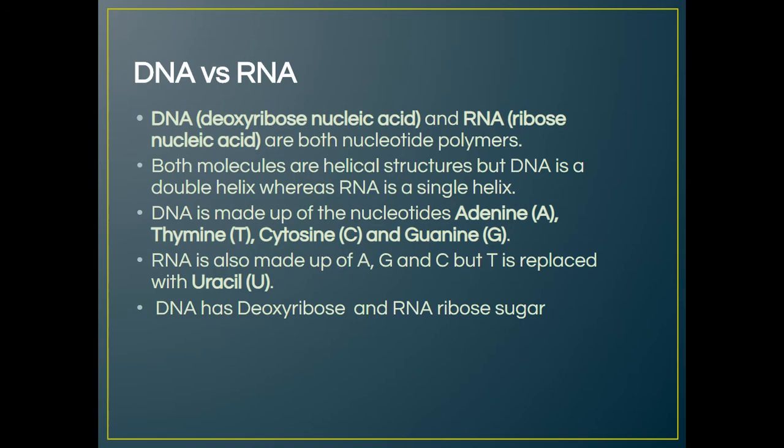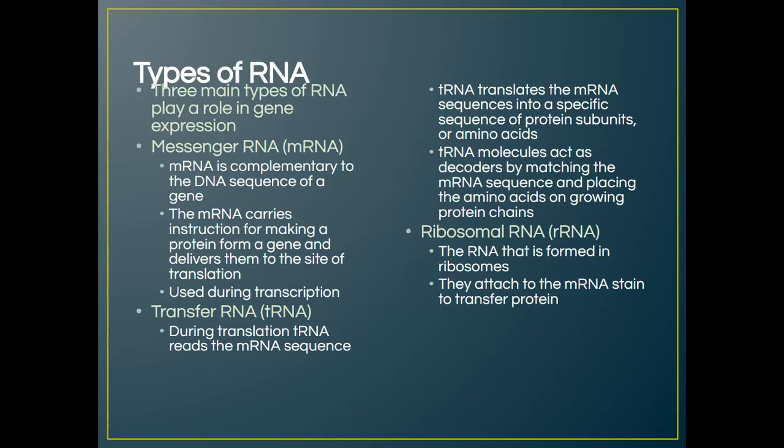So our DNA, again, deoxyribose nucleic acid, they still have those nucleotide polymers. Those are really important that we know. And a nucleotide is made up of a phosphate group, a nitrogen base, and a sugar. Those are the 3 things in every single nucleotide. And again, adenine still pairs with thymine, guanine still pairs with cytosine in DNA, but in RNA, adenine and uracil pair together, while guanine and cytosine pair together.